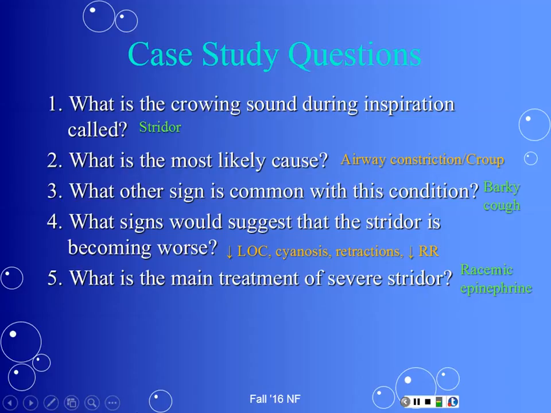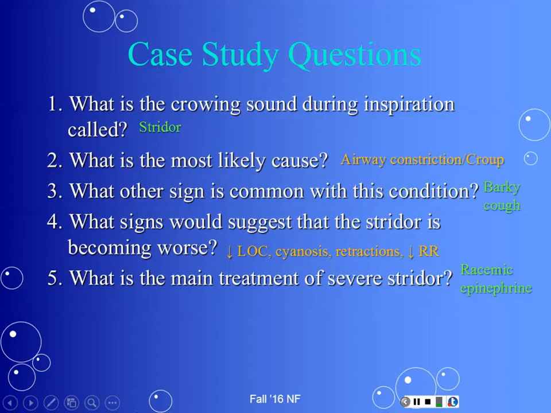Now, it's not something you would send home with a parent to give as a neb. This needs to be given with supervision. It can be given in a pediatrician's or PCP's office or an ER, urgent care. One of the things you have to look for, so what's it going to do? It's going to make their heart race. It's going to make them jittery. Hopefully, it helps them breathe easier.